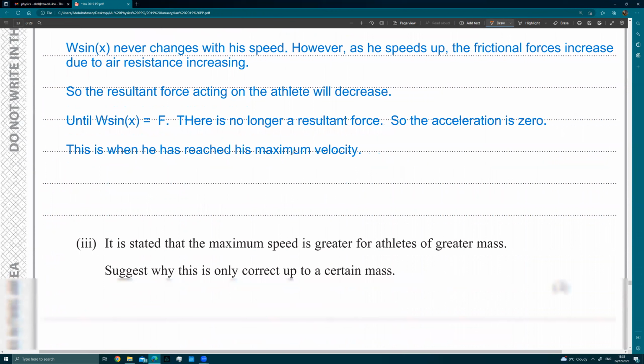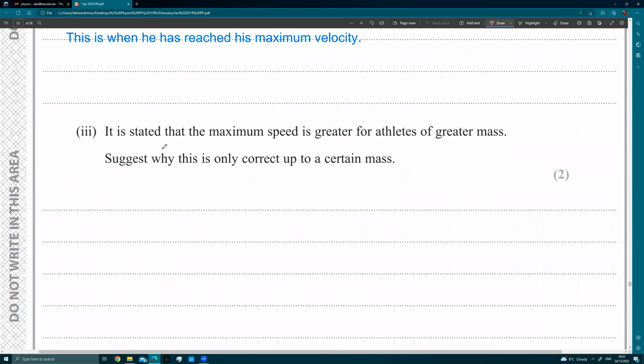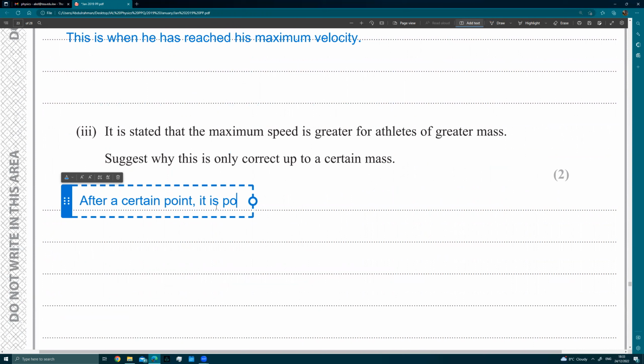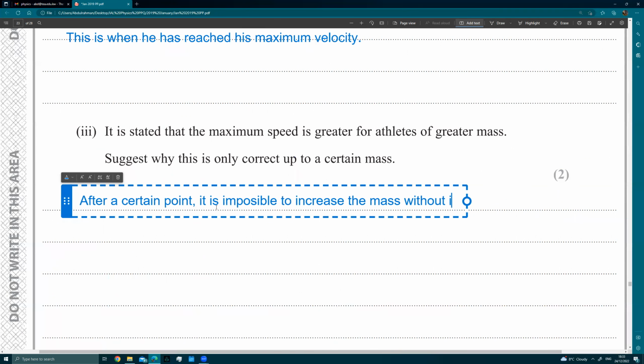I could add more detail. I think I already added too much detail, just because I want to make sure I score all 3 marks. It is stated that the maximum speed is greater for athletes of greater mass. Suggest why this is only correct up to a certain mass. What I'm going to say is, after a certain point, it is impossible to increase the mass without increasing the volume.